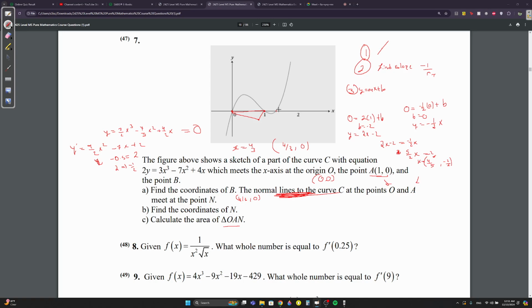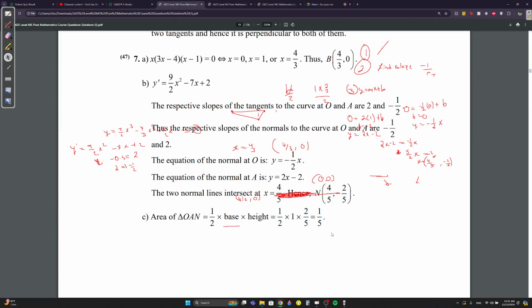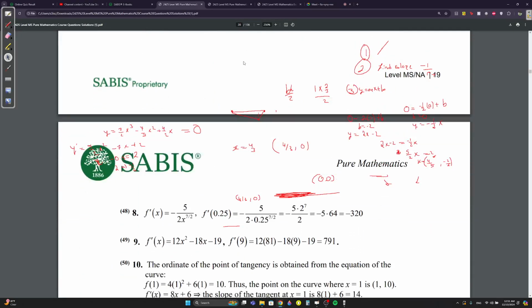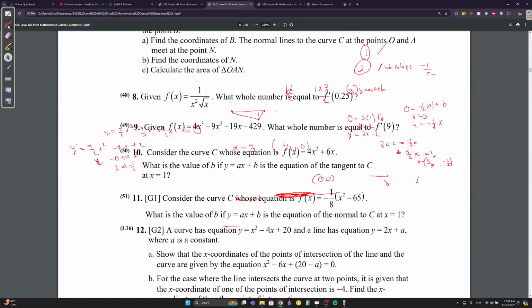We need to find the area of this triangle, which is base times height over 2. The base is obviously 1 times the height, which is how much? Even though it's minus 2 over 5, we just care about the height. So 2 over 5 over 2. How much is that? 1 over 5. Okay.